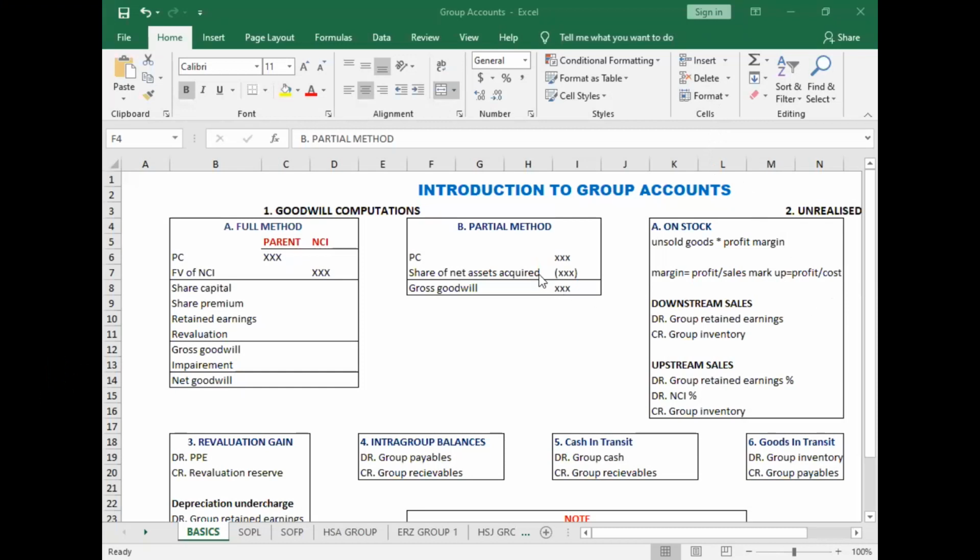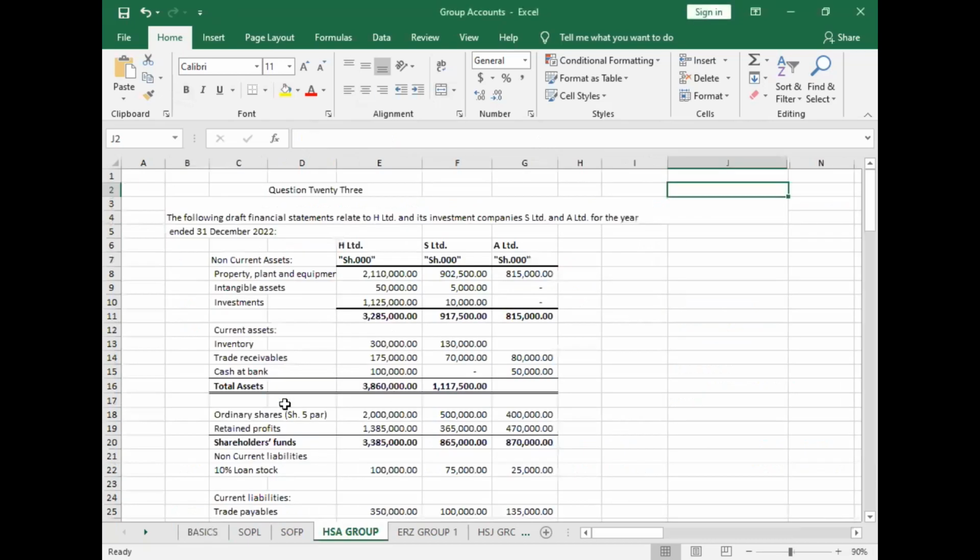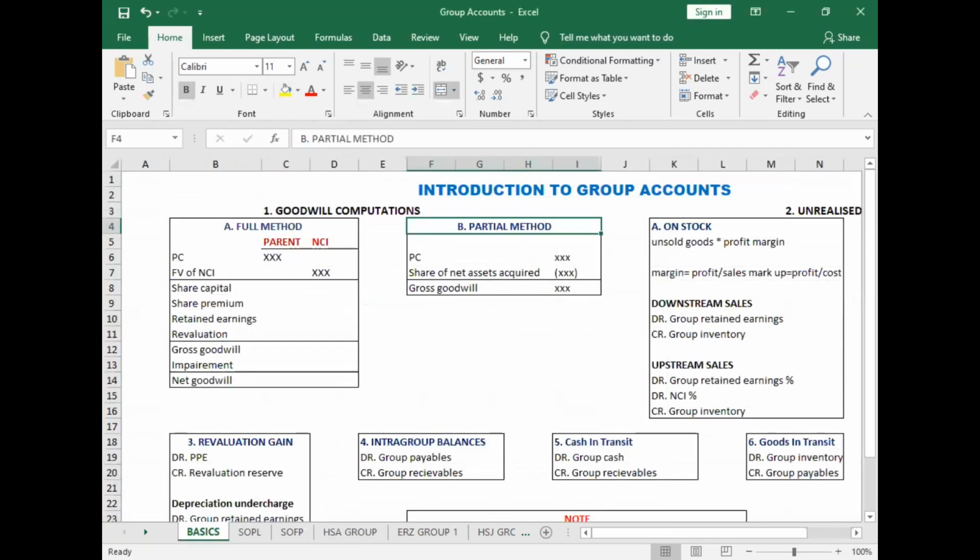Okay, we'll begin. Welcome to another class. So today we will look at introduction to group accounting. Group accounting is one of the topics that was examined last sitting. So they examined the statement. So the first question here is what was examined last sitting. It was question number 23.